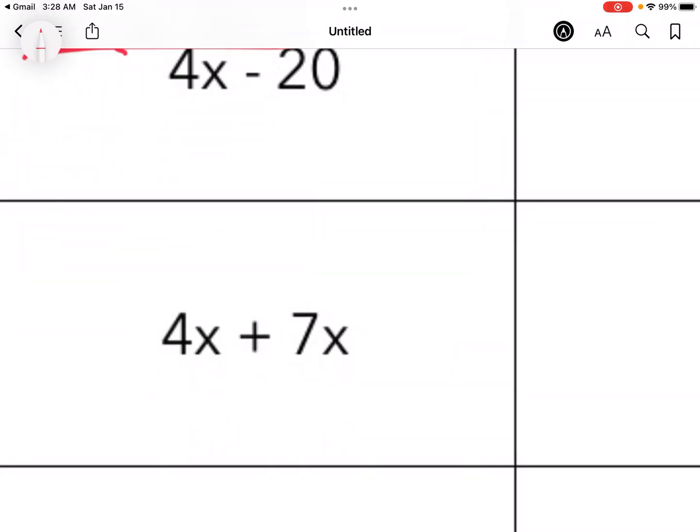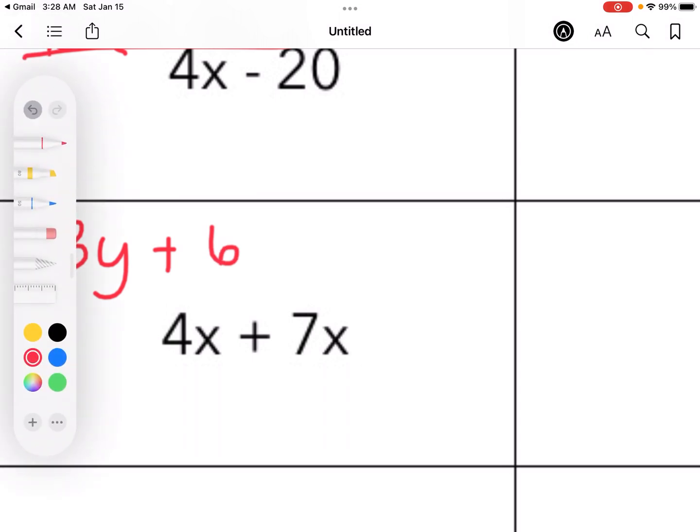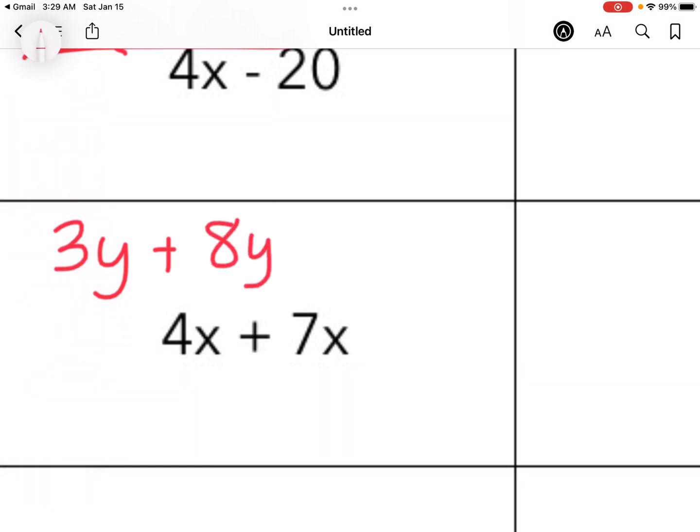For this one, what do both parts have in common? So if I had 3y plus 6y plus 8y. Well, y they have in common. So that would be 3 plus 8.